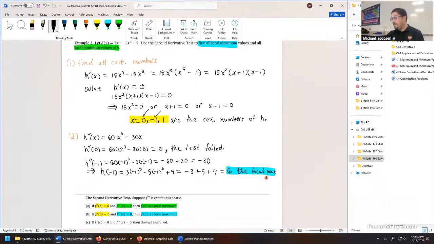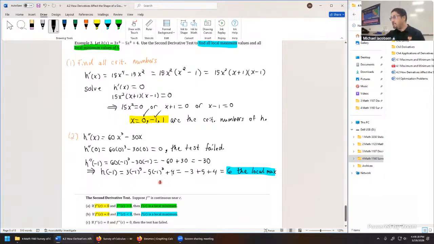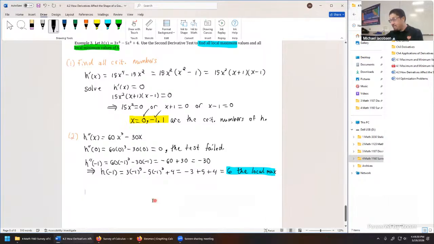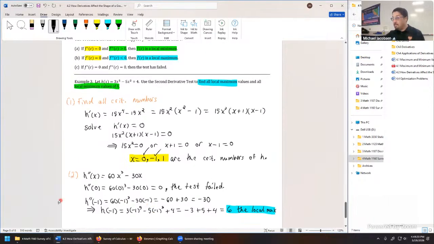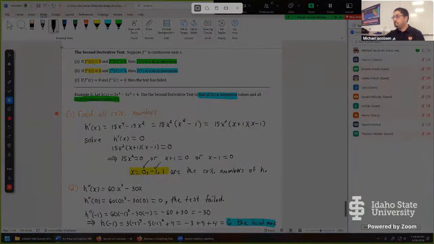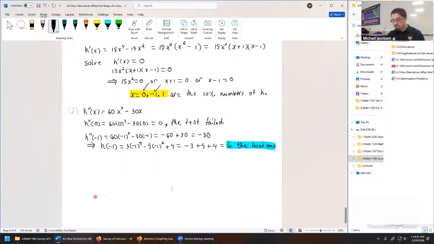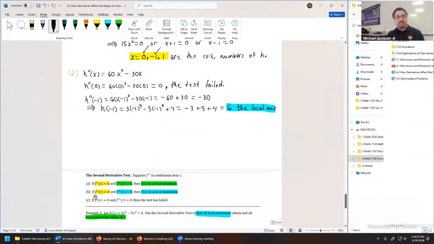Okay, one more try. So the last one is at +1. And I'm running out of space. Let me see if I can take a better screenshot here. Okay, that should do the job.